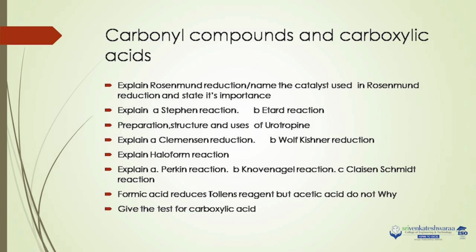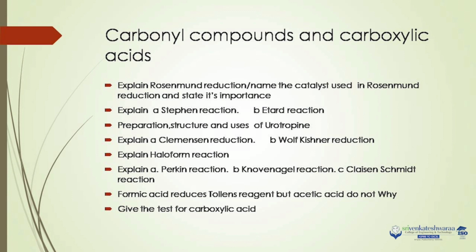Coming to carbonyl compounds, Rosenmund's reduction for the formation of acetaldehyde, where acetyl chloride undergoes reaction using palladium and barium sulfate. Barium sulfate is used as a catalytic poison and palladium is used as a catalyst. By using formyl chloride, we cannot prepare formaldehyde because formyl chloride is unstable.